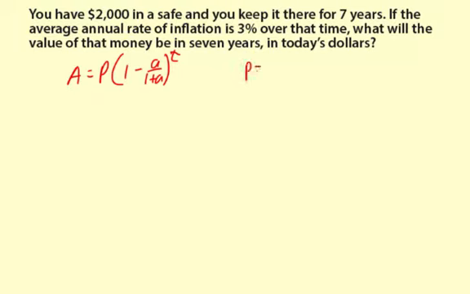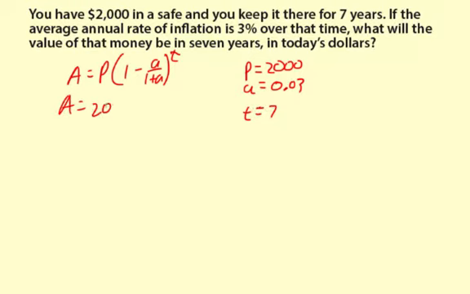So the P is going to be 2,000. The A is 3%, or 0.03. I like to convert to decimals right away, that way I don't get confused with the percents as I'm trying to figure out this complicated formula. And then the time T is 7 years.